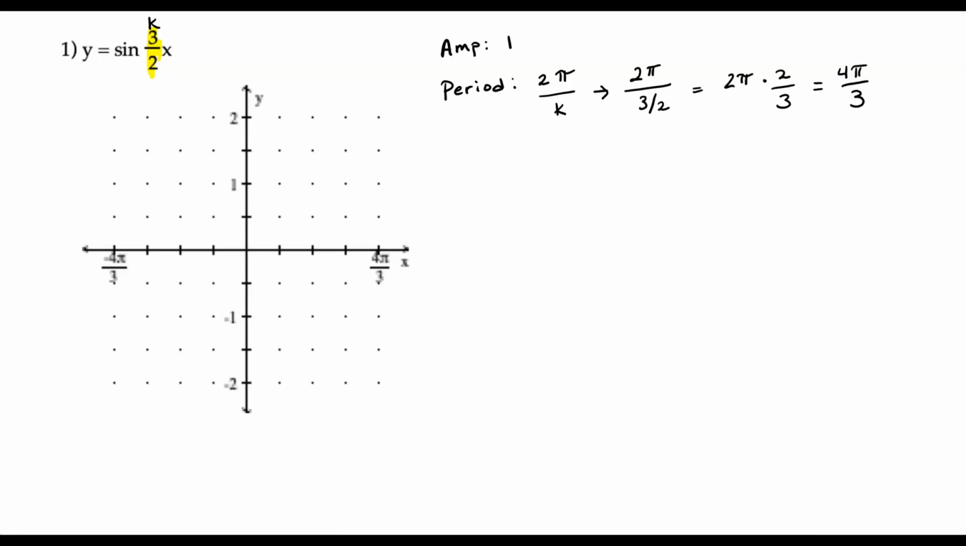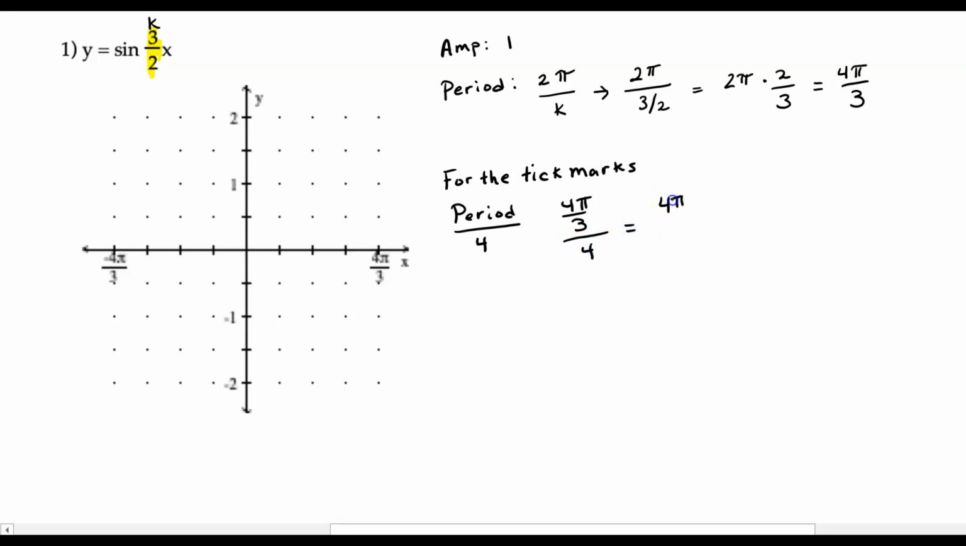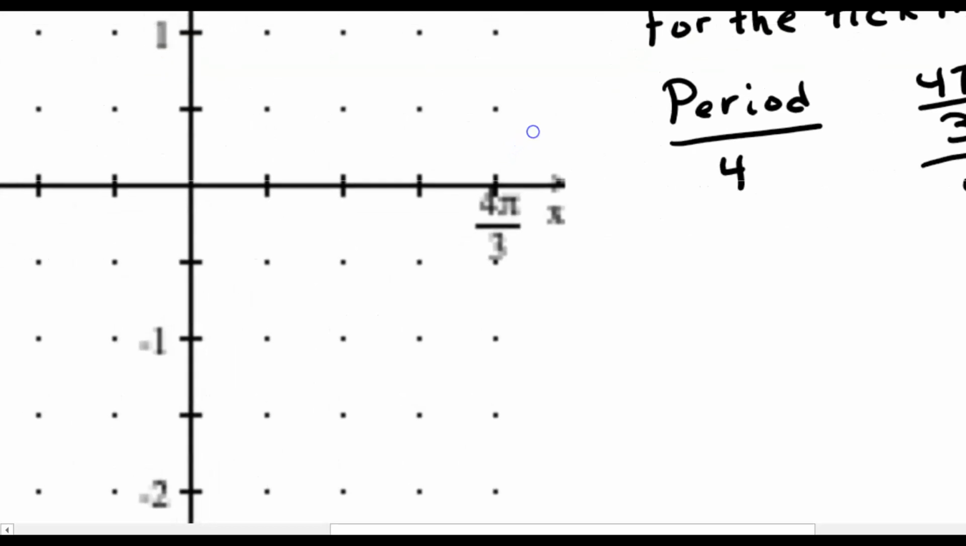Now let's figure out how to come up with those little tick marks. I call them tick marks; you might call them steps. For the tick marks, you take the period and you divide it by 4. That will give you the increment of each step. In this case, we have 4 pi over 3 divided by 4, which is equal to 4 pi over 3 multiplied by 1/4. Those 4's cross out and you're left with pi over 3. If we were to zoom in on the graph, each of these marks would represent pi over 3 units. We start with the first one, which is pi over 3 units from 0, the origin. Then we have 2 pi over 3, and then 3 pi over 3, which corresponds to just pi, and then 4 pi over 3, which was already given.